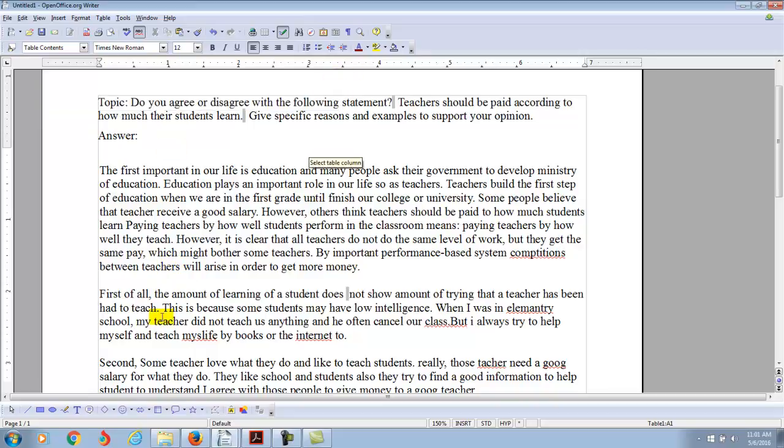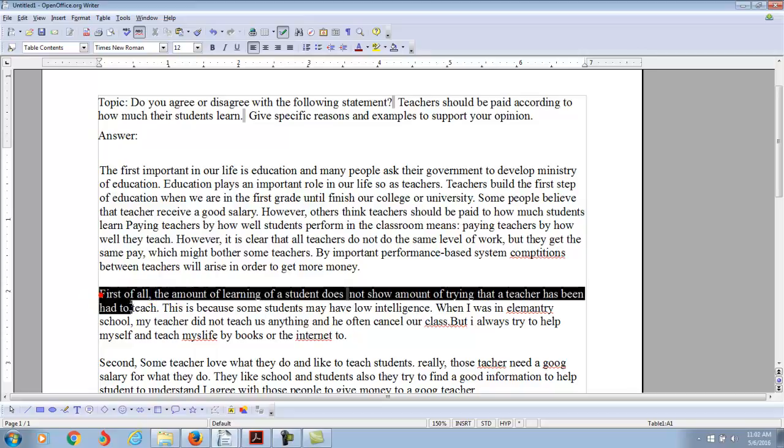I don't see it. When I look at your body paragraphs, the amount of learning of a student does not show the amount of trying that a teacher has had to teach. So what does that mean? Does that mean they should be paid more or less? Should they be paid the same? What you're saying here, it's not clear how it relates to whether you agree or disagree with the statement.